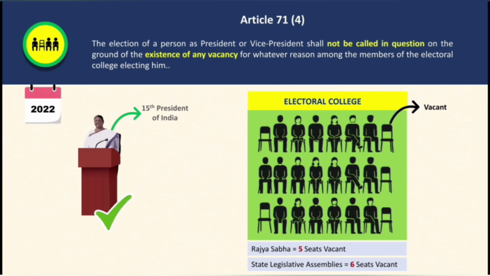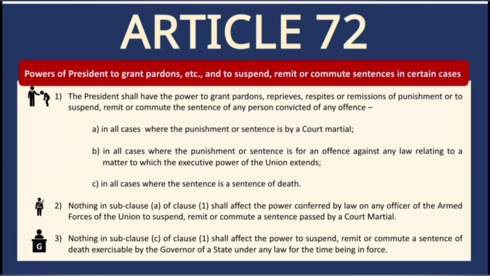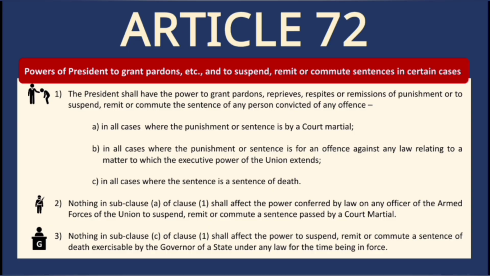So this is Article 71 of the Indian Constitution. Let's move to the next article of the Indian Constitution, that is Article 72, power of President to grant pardons etc. and to suspend, remit or commute sentences in certain cases.